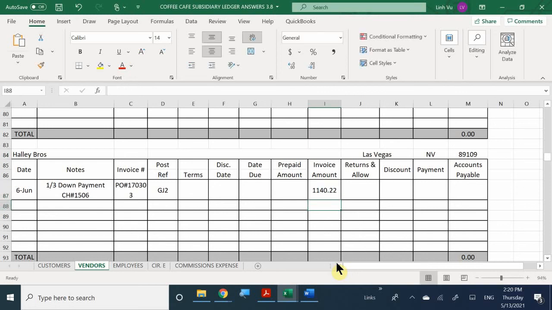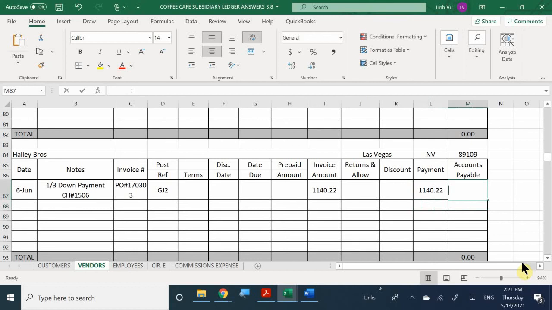$11,40.22. Now, hold on to this concept because I'm going to show you how to apply it when we receive the bill, and how I want you to look at it. But for now, I want you to treat this as if this is a bill. They say, hey, you want your items? You're going to have to pay me $11,40.22. And we said, okay. So we made a payment using check number 1506.